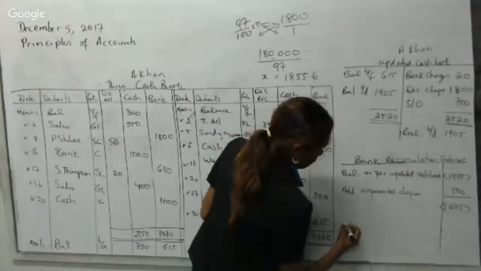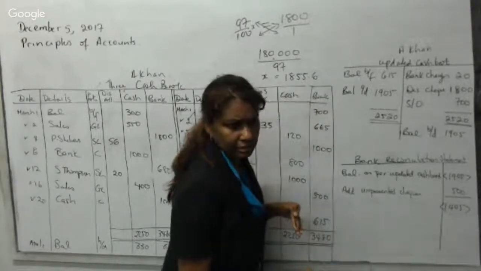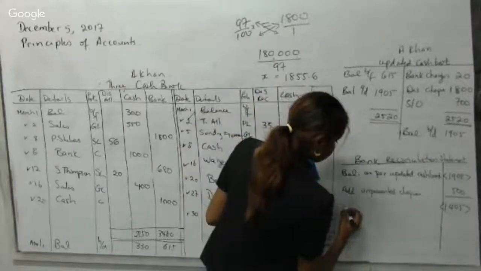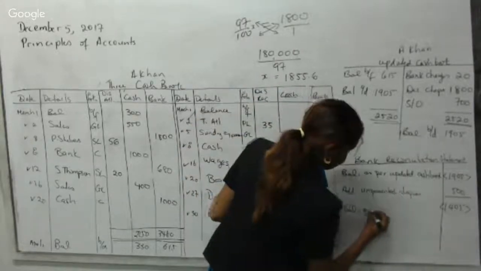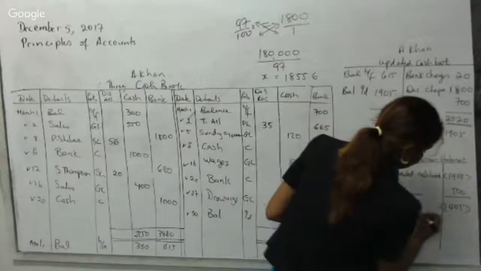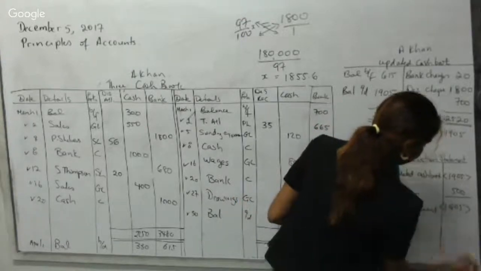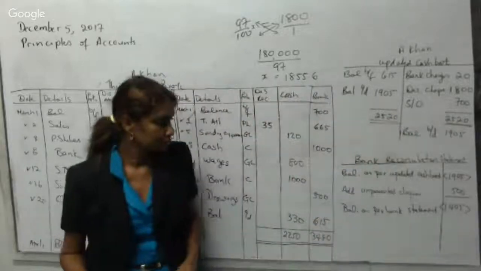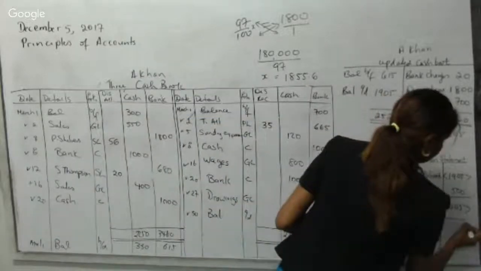We didn't have a late lodgement? No, nothing else. The balance as per bank statement is the 1,405 that they gave us. Yes, overdraft. Double cross, nice. The transaction is okay.